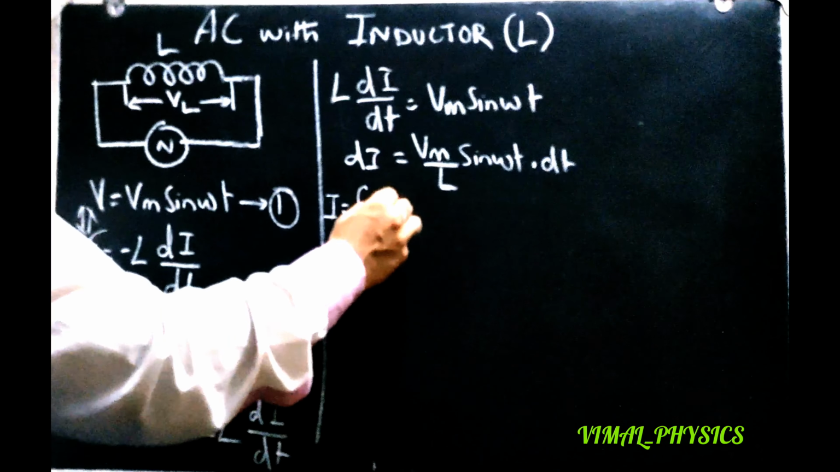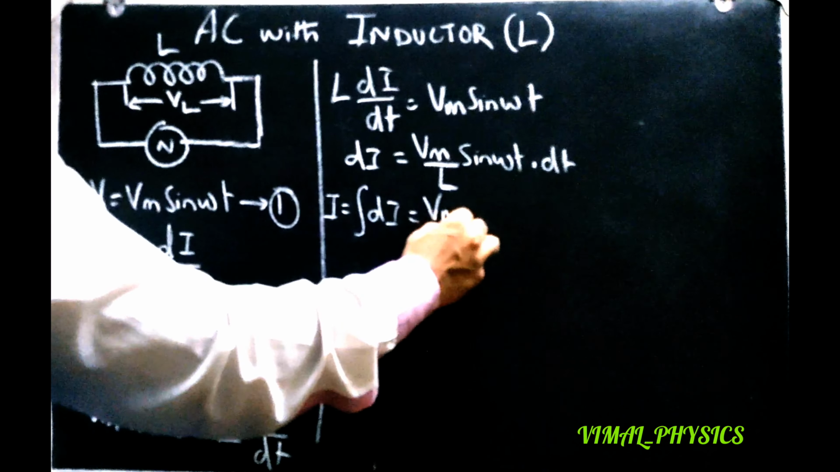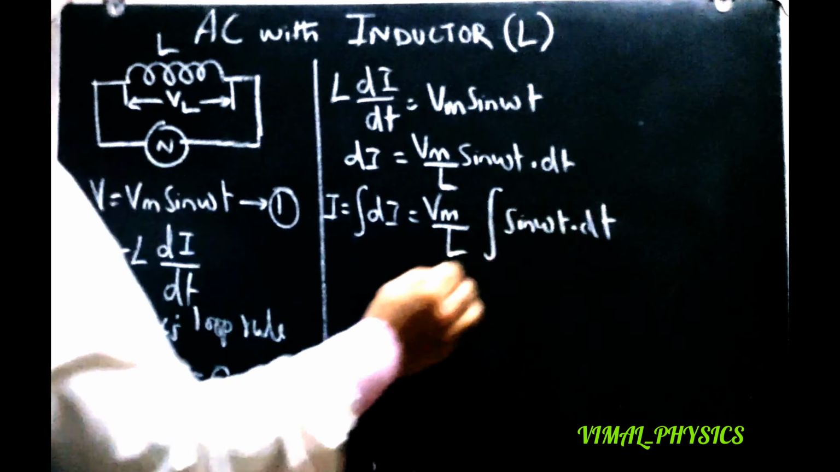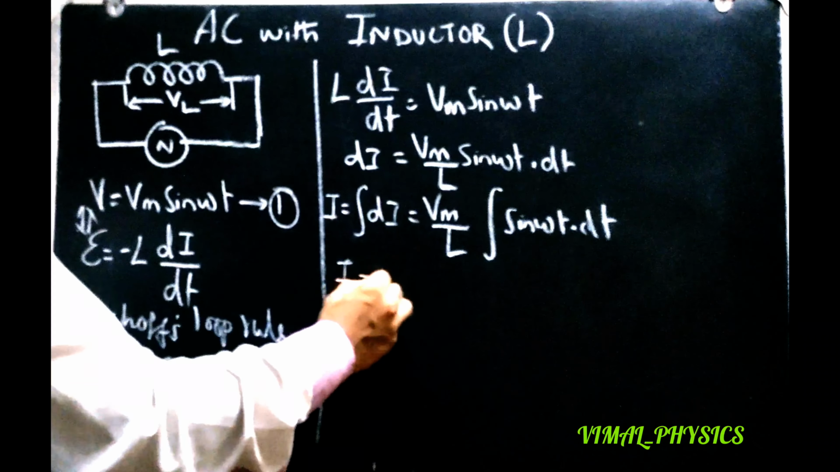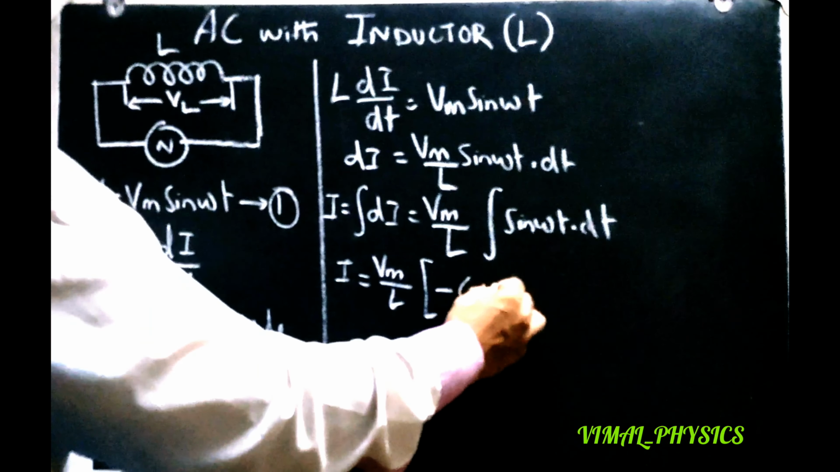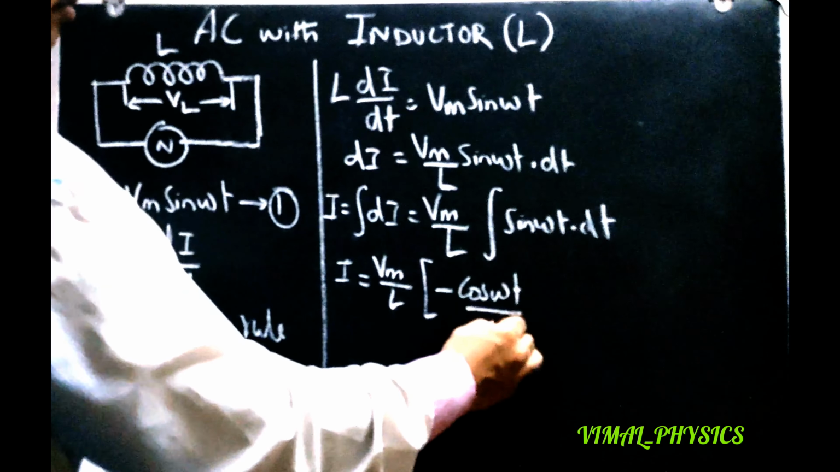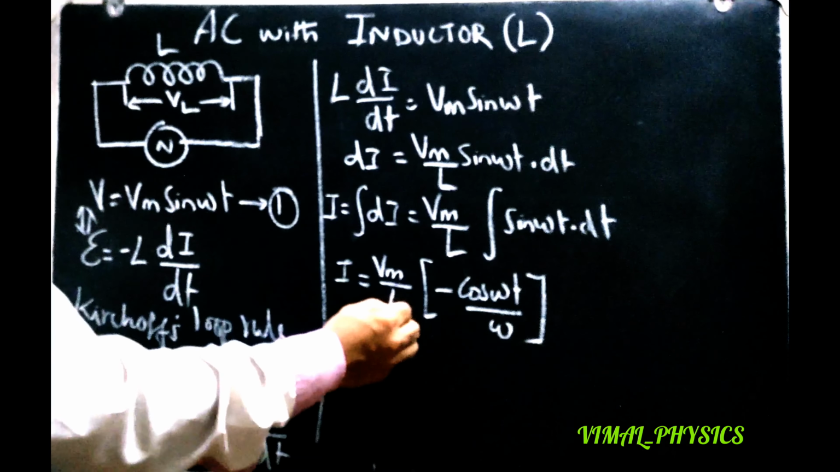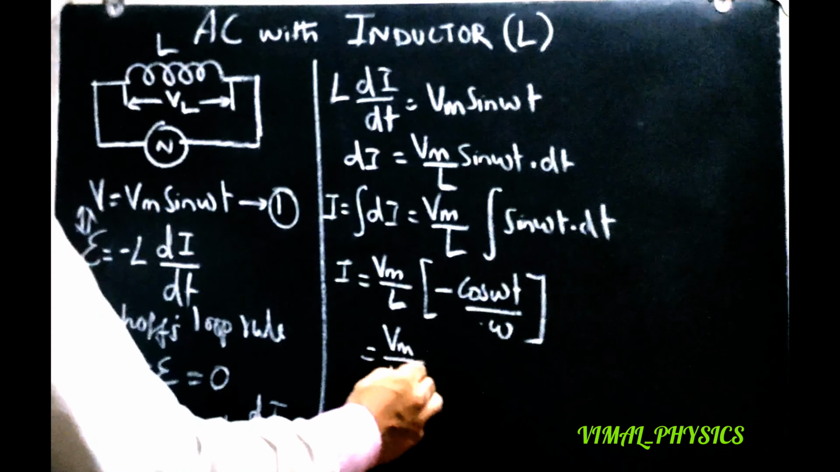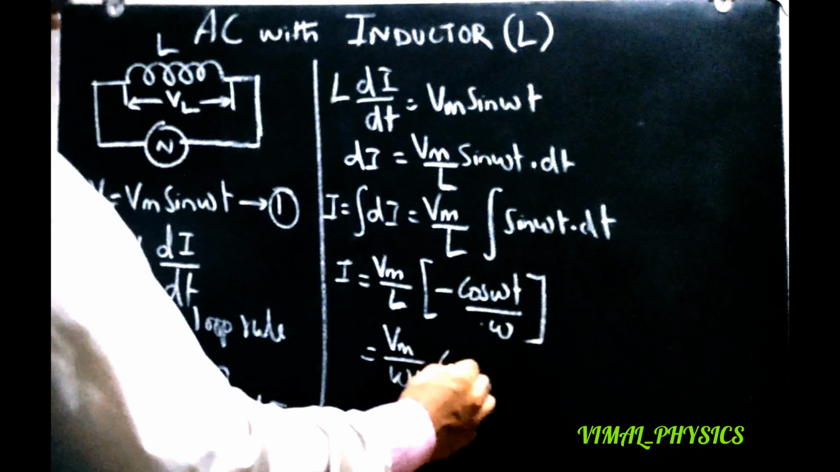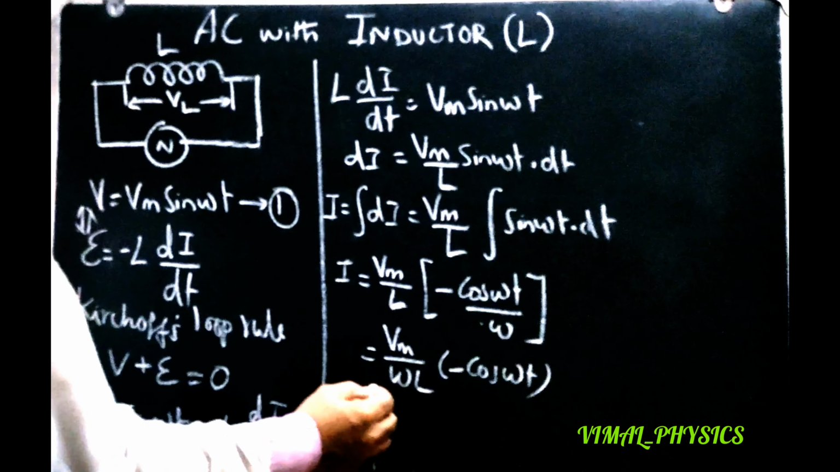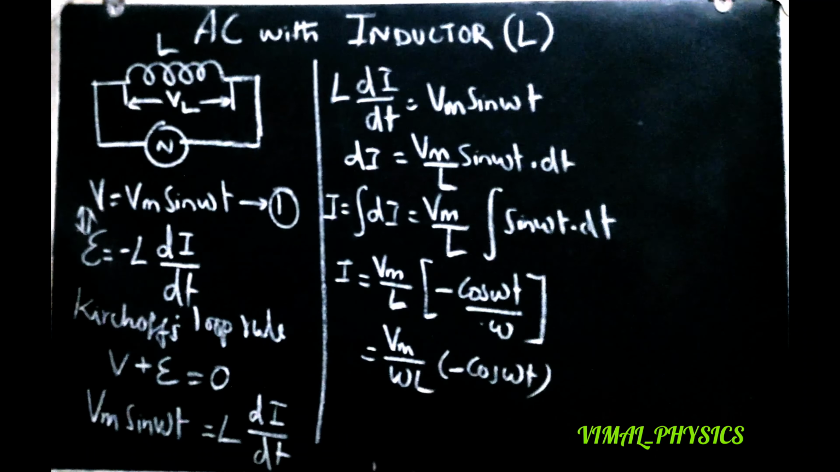Therefore, now to find I, it is nothing but integral over di, which is nothing but integral over Vm by L, which is constant, into integral of sin omega t dt. So I is equal to Vm by L, and the integral of sin omega t is minus cos omega t by omega, within the limits, like 0 to 2 pi. So here it is Vm by L omega into minus cos omega t.